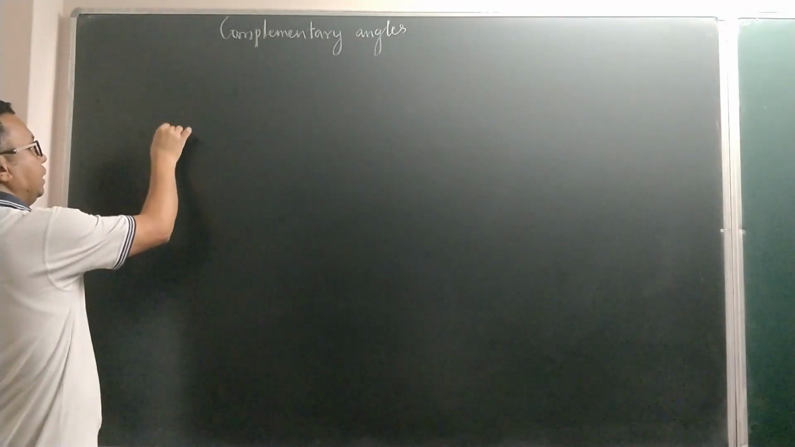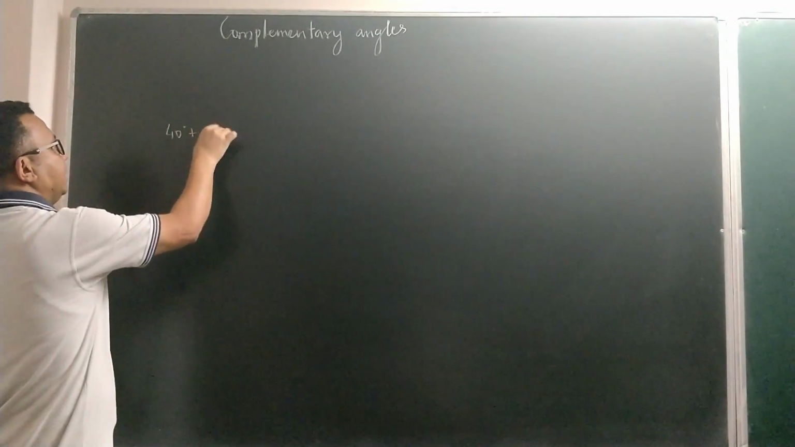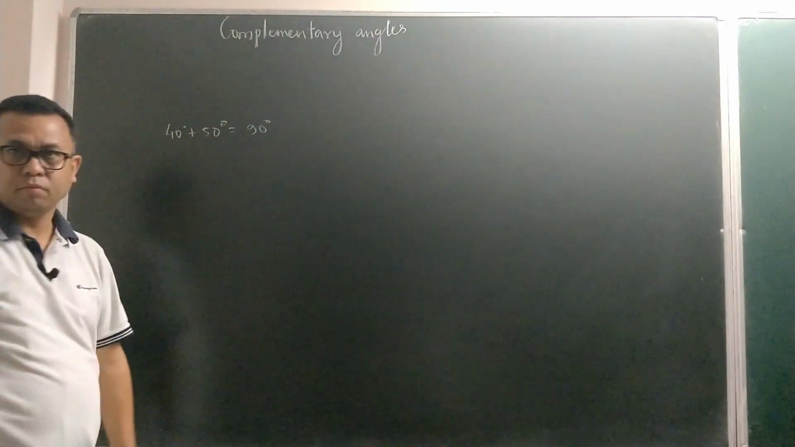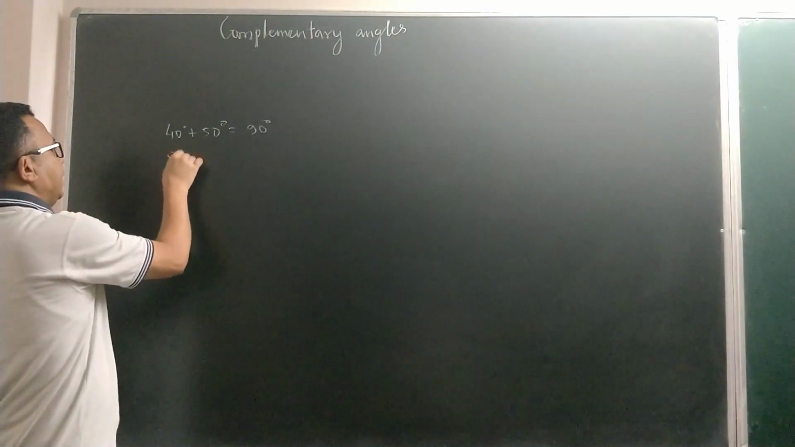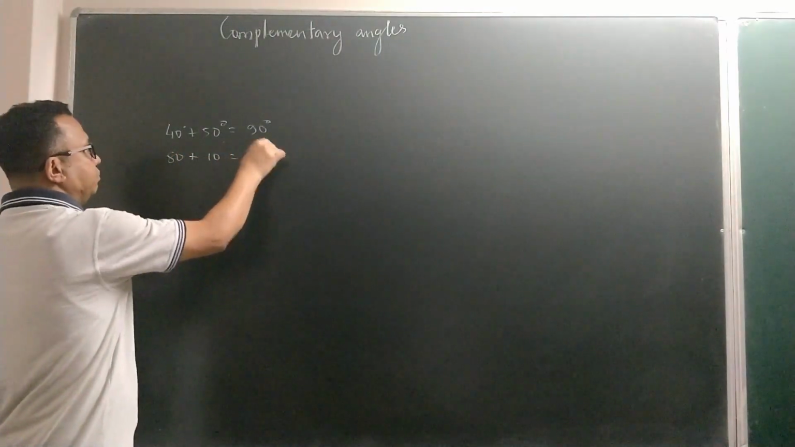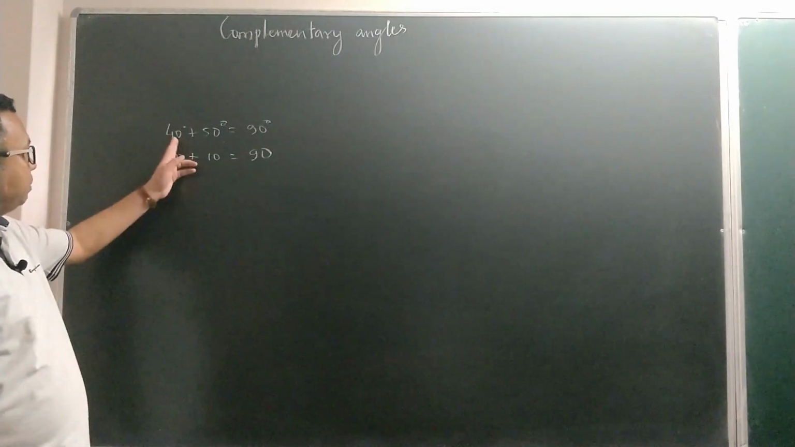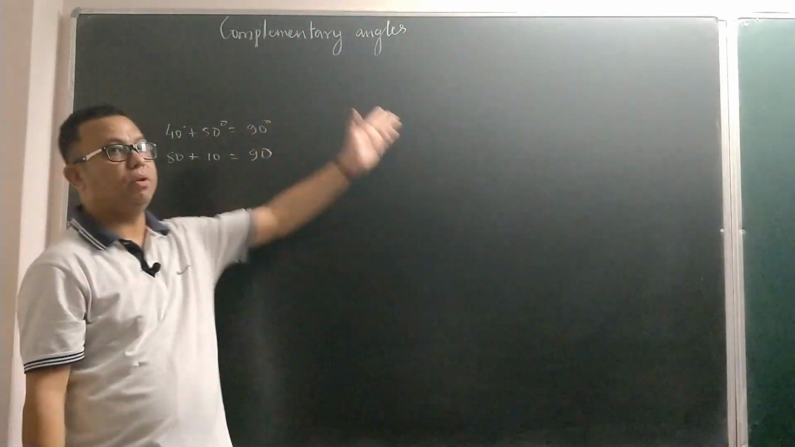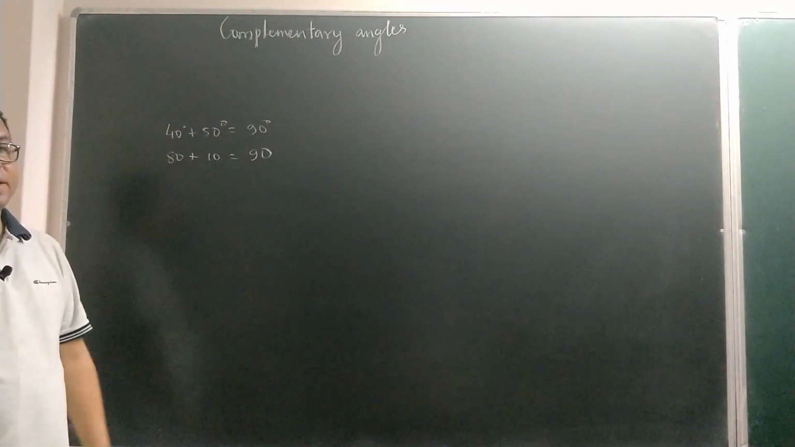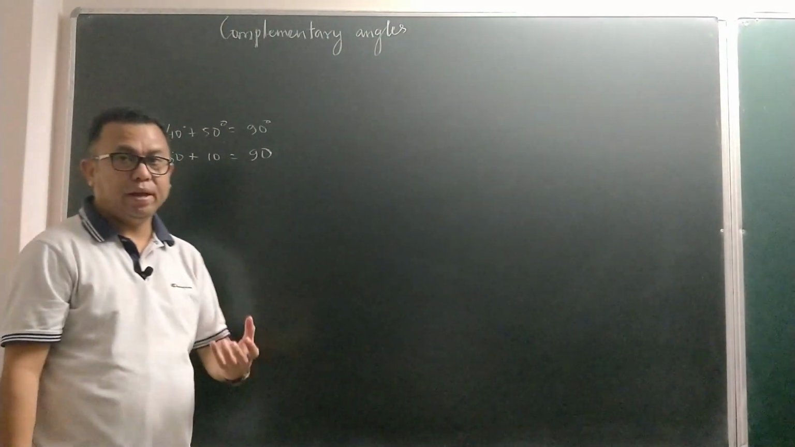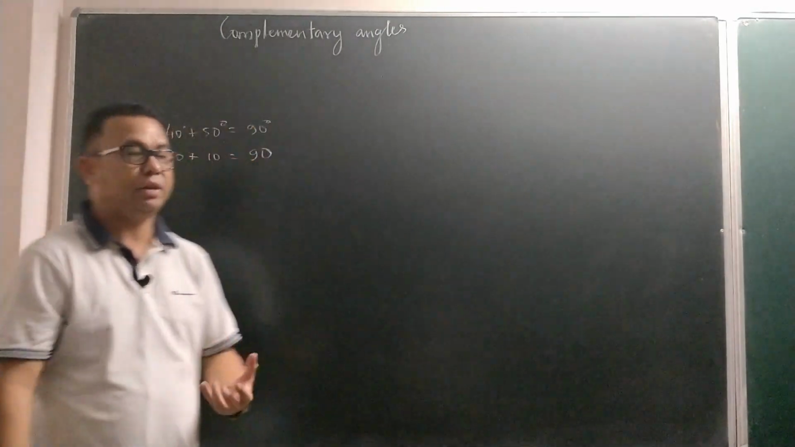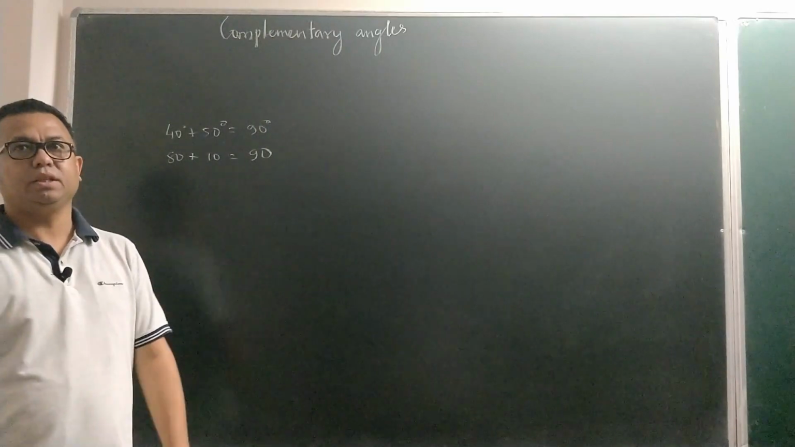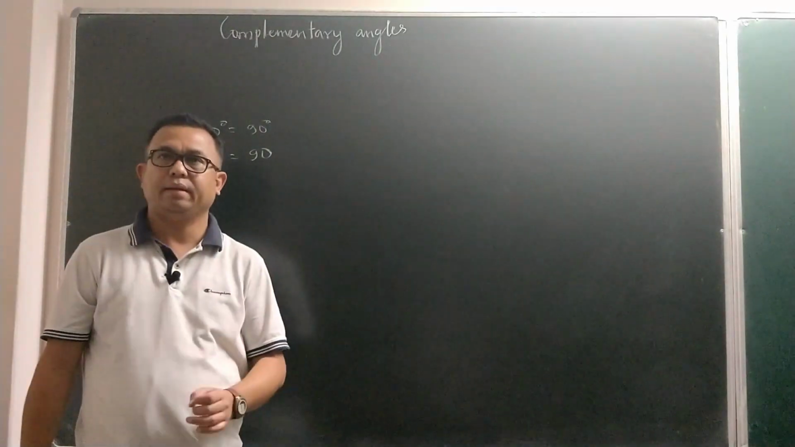For example, you can say 40 degree and 50 degree, they are complementary. Why are they complementary? The total is 90 degree. Similarly, I can say 80 degree and 10 degree are also complementary because the total is 90. So if the sum of the two angles is 90, then we say it is complementary. Now you will find that in trigonometric ratios, there is a very nice relationship between these 6 trigonometric ratios. And this relation is what we call complementary angle ratios.